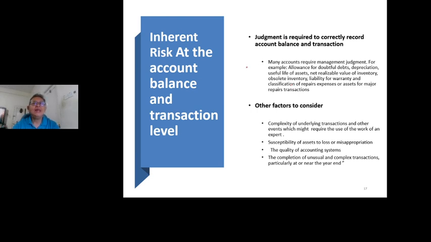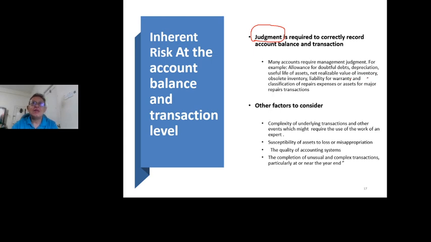This is it. Why does this happen? Because sometimes all those transactions are based on judgment. There's no specific or standard rule for this particular industry, that the provision for bad debt is this percent and so on. There's no such standard. It's always based on management judgment. It's very subjective. That is why the inherent risk in account balance is very dependent on the judgment of management. For example, doubtful debts, depreciation, useful life of assets. These are based on the judgment of management.